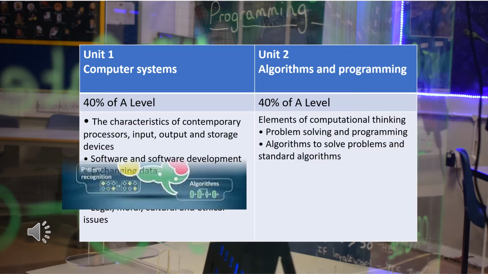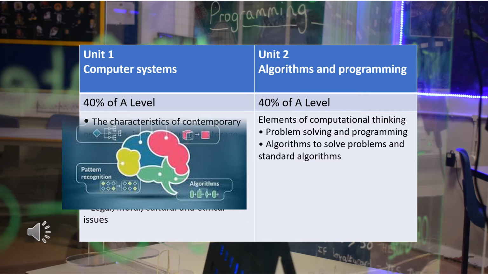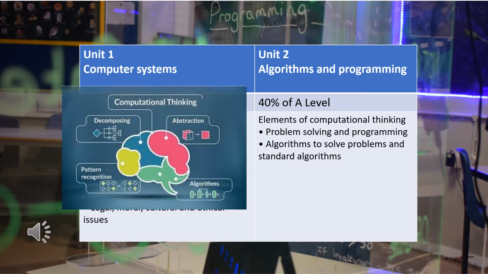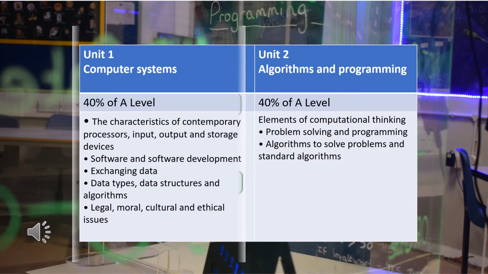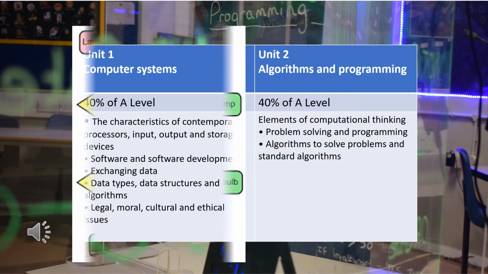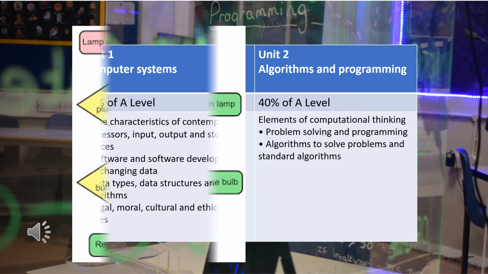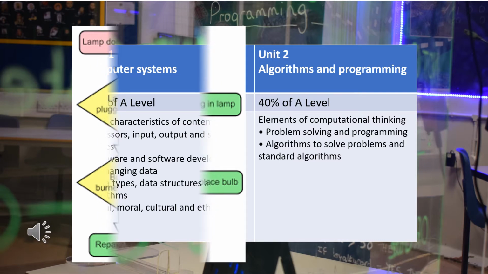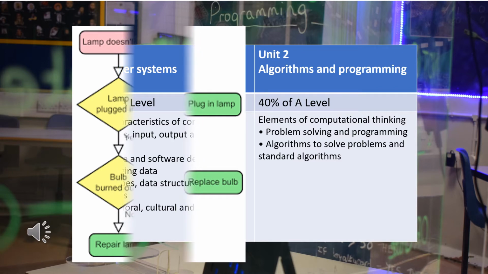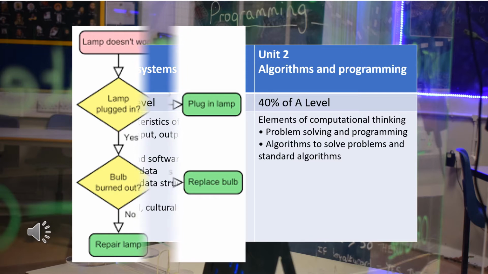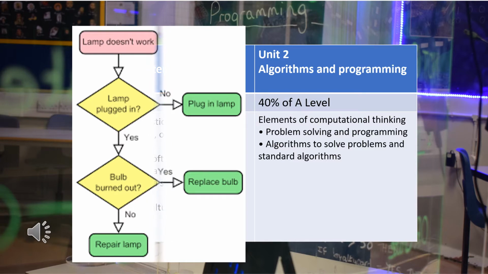Unit 2, again, is the other 40% exam. It's all about computational thinking, problem solving, logical thinking, looking at programs and how do we develop them to solve problems? Can we find algorithms to make more efficient solutions for problems? It's not just about a particular programming language. We use something more generic called pseudocode. We look at lots of flowcharts and build flowcharts to solve various problems.